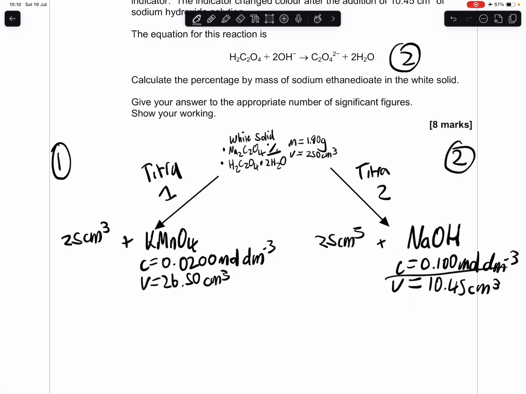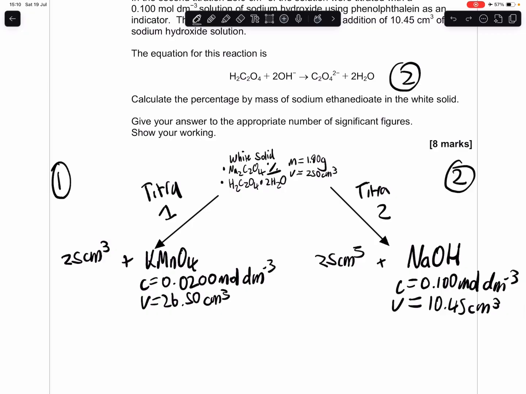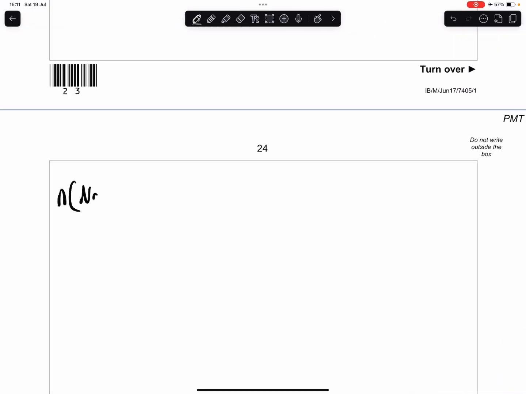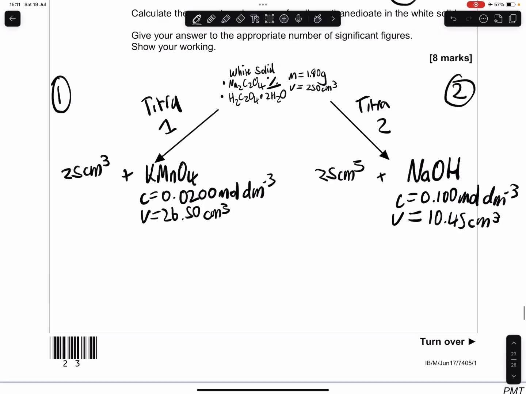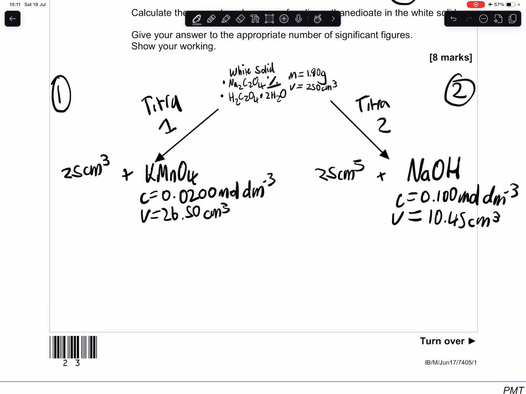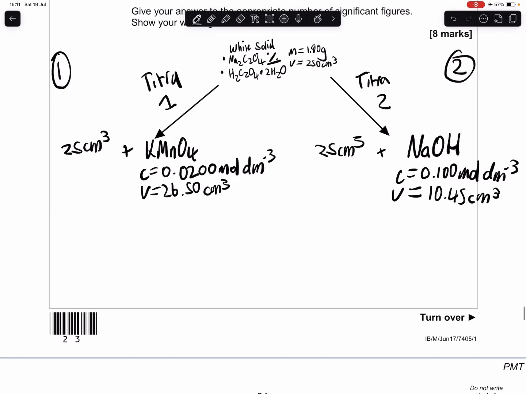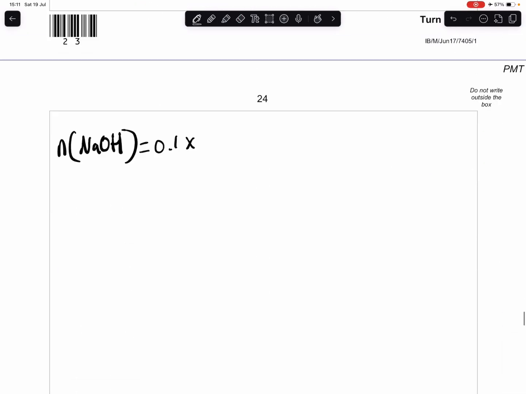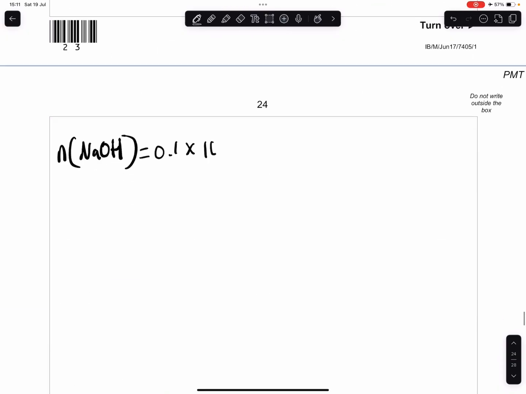We've got the concentration, we've got the volume. We can use that to find the moles. So if we go down here and we write that our moles of sodium hydroxide is going to be our concentration times our volume. That's how you find the moles, but this needs to be in decimeter cubed, so we're going to divide that by 1,000. So it's going to be 0.1 times 10.45 divided by 1,000, which is going to give us our moles, and that is, if you put that into your calculator, 1.045 times 10 to the negative 3.